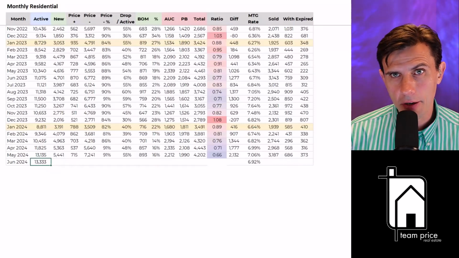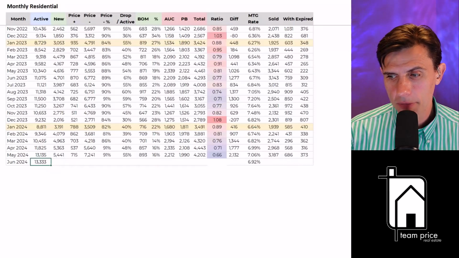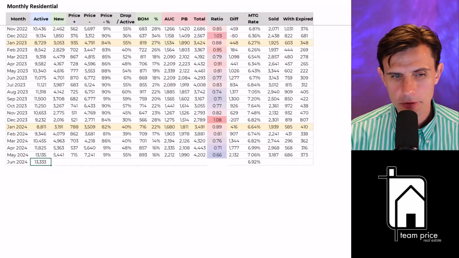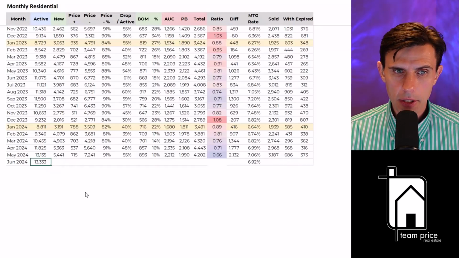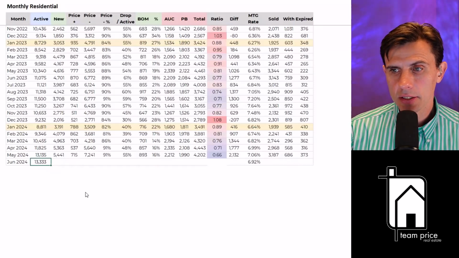And then even the following week, I'm going to be in Ogden, Utah. So it's on the schedule. I announced this a long time ago. There are 13,333 active listings within the 6-county area.